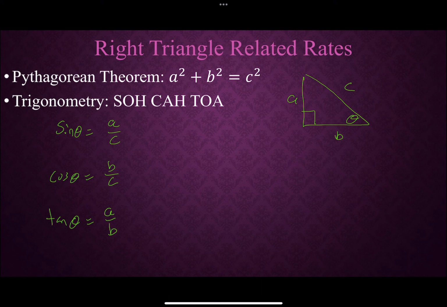So ideally, if you're going to use a related rate with a triangle using trigonometry, you want to try and have at least one of the sides be a constant value where it's not changing. That way you don't have to do a quotient rule, you can use a basic power rule instead.